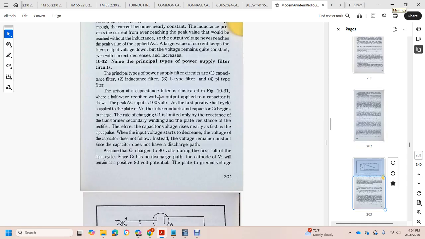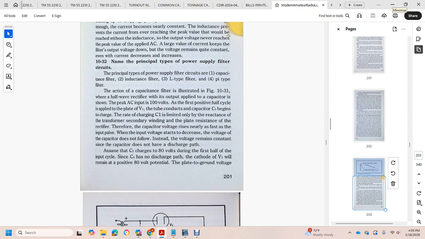The action of the capacitance filter. Figure 9-31 shows a half wave rectifier output applied to the capacitor, with the AC input at 100 volts. During the first positive half cycle, the supply applies plate voltage to the rectifier. The tube conducts and capacitor 1 begins to charge. The rate of charge of capacitor 1 is limited by the reactance of the transformer secondary and the plate resistance of the rectifier. Therefore, the capacitor voltage rises nearly as fast as the input pulse. When the input voltage starts to decrease, the voltage of the capacitor does not follow, but instead remains constant. The capacitor does not have a discharge path.